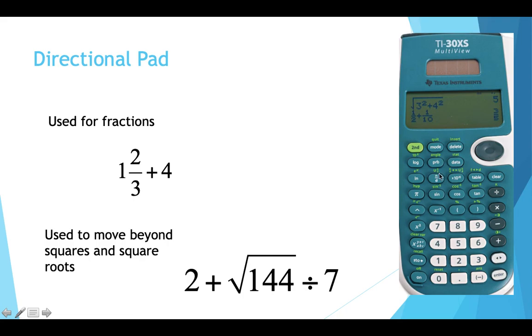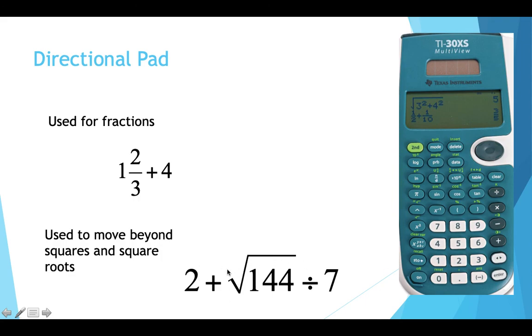The directional pad is very, very convenient and very important for using in all your fraction problems. So to enter in the 1 2/3, I have to hit second, this unit numerator denominator button. Then I hit 1, then I go over, then 2, then down, then 3. Then I go over because I'm adding that whole fraction, so plus, and then 4, and then I hit enter.